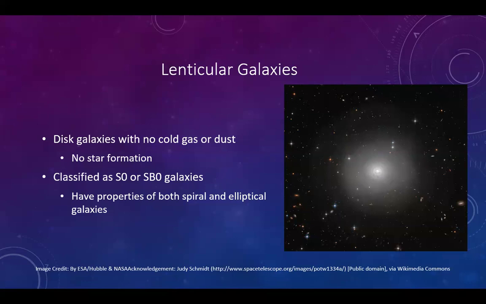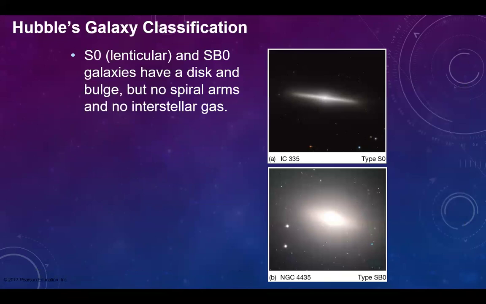So they're disc shaped like a spiral galaxy, but they don't have arms. They don't have any active star formation. So here's an S0, here's an SB0. The bulge is a little wider here. They have a disk and a bulge, but no spiral arms and no interstellar gas.